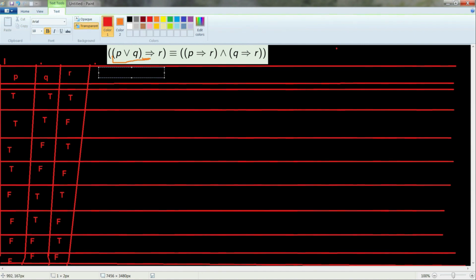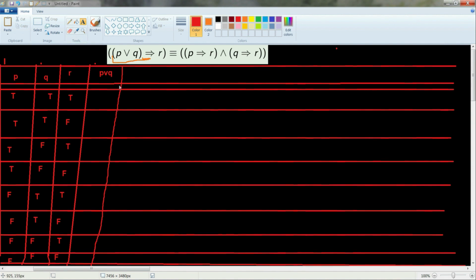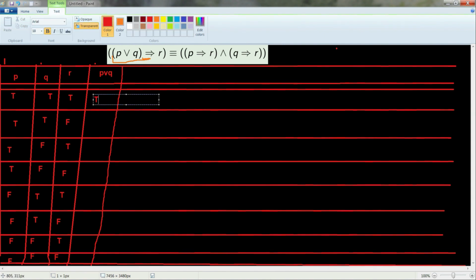So what are the values of P or Q? Well, just going down the list, P or Q will be true when either P is true or Q is true. So these first 4 entries, I will have true because P is true. And for these next 2 entries, I will have true because Q is true. And finally, for these last 2 entries, I will have false because both P and Q are false.